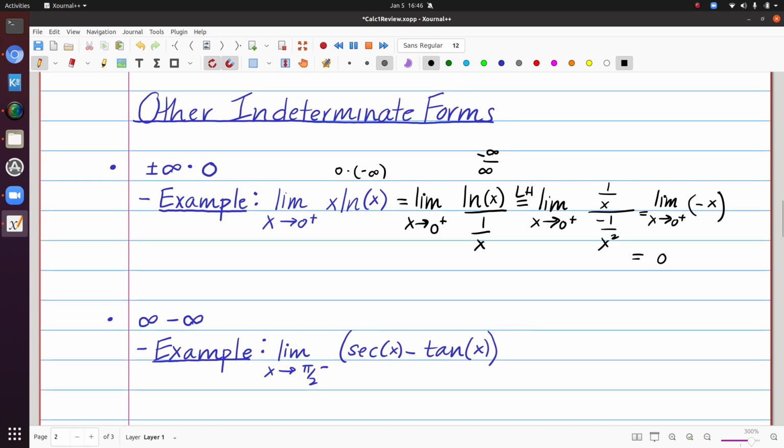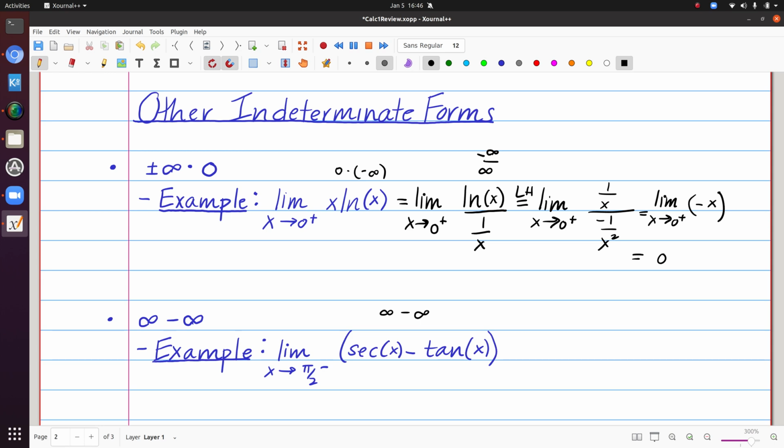Notice that secant and tangent, which both can be expressed as something divided by cosine, those are going to have this infinite problem at pi over 2 because of the fact that cosine of pi over 2 is 0. So this is an infinity minus infinity type example. And it's hard to know how to quantify this.